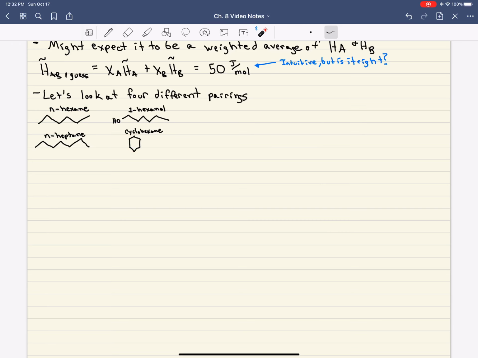Okay? So we're going to look at these actual chemicals. Instead of substance A and substance B, we're going to look at actual chemicals. And in order to determine the molar enthalpy of the mixture, essentially this is the experiment that one would do. Basically, you would take some sort of vessel that had substance A in it, and you would drop in a drop of B.